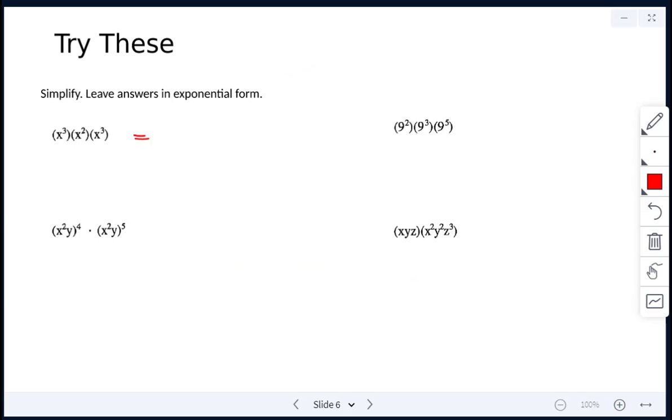All right, so our first example on this slide, we have x to the power of 3 multiplied by x to the power of 2 multiplied by x to the power of 3. So all our bases here are the exact same. So we're going to keep our base the same, and we can add our exponents. So 3 plus 2 plus 3 gives me x to the power of 8. All right, let's try the next one here, number 9.